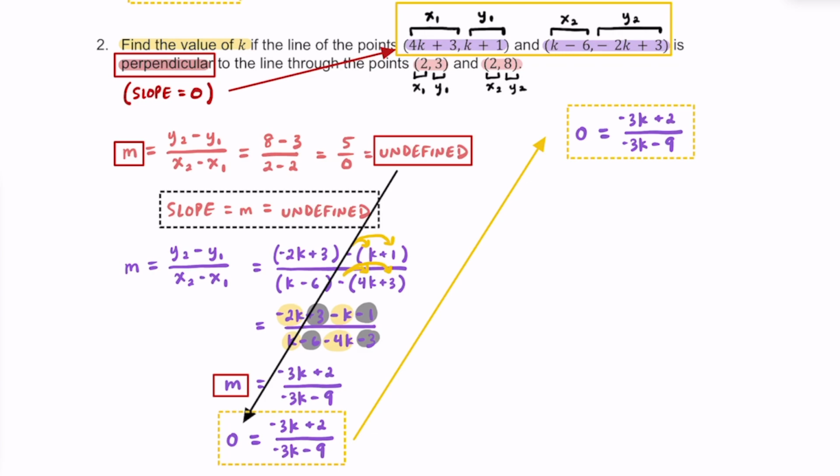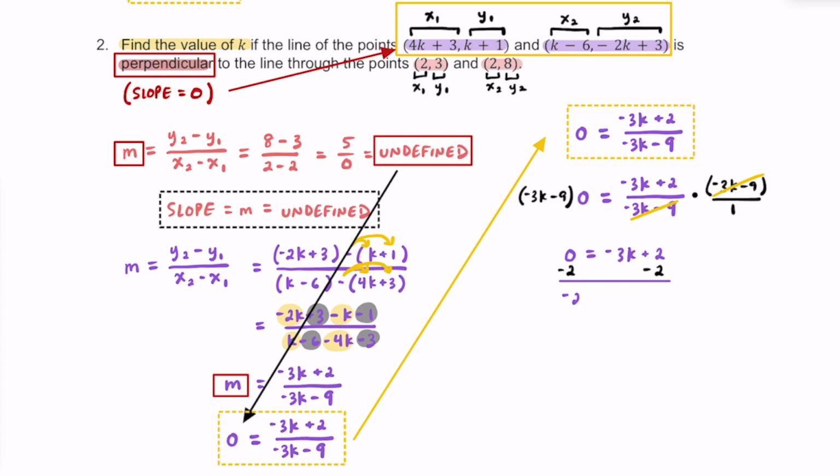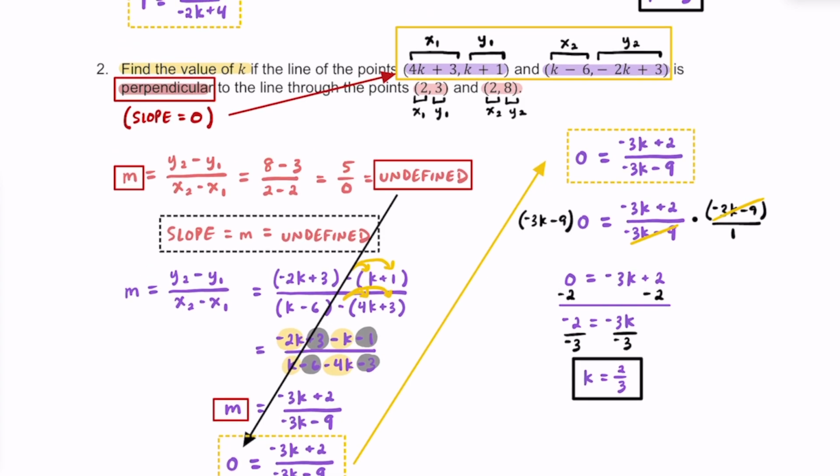All right, so let's take this equation and solve for k. We can multiply both sides by this negative 3k minus 9, and they're going to cancel out on the right side. On the left side, that's just going to equal 0 since we're multiplying by 0. So we get 0 is equal to negative 3k plus 2. Then if we subtract 2 from both sides, we get negative 2 is equal to negative 3k. And then finally, if we divide both sides by negative 3, we find out that k is going to equal positive 2/3. This would be the value for k that would make this equation true.